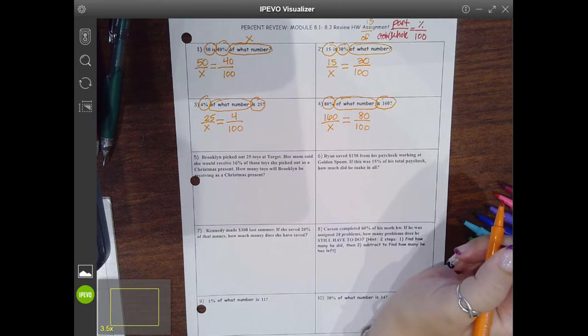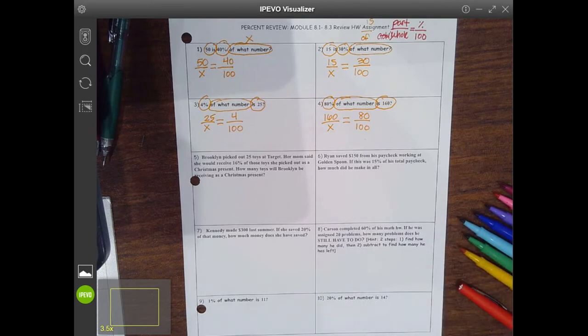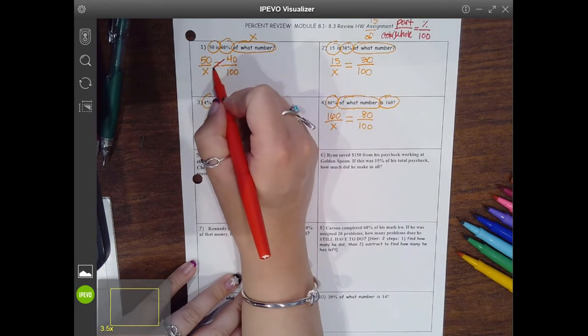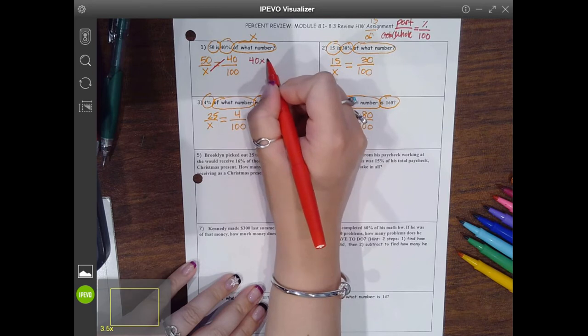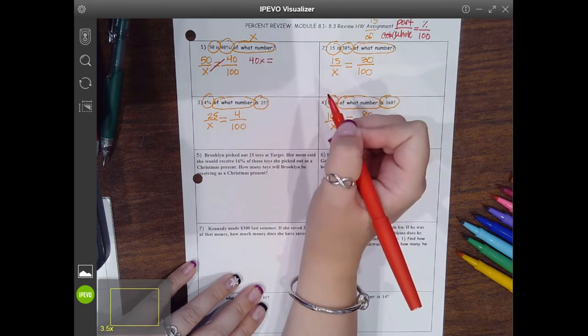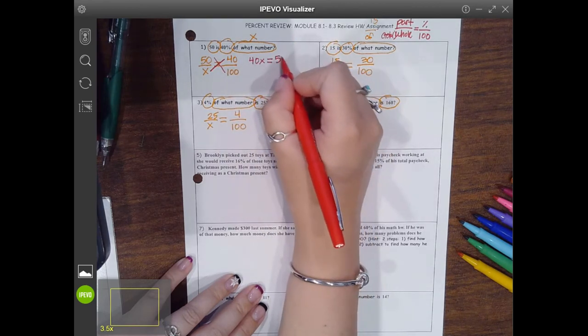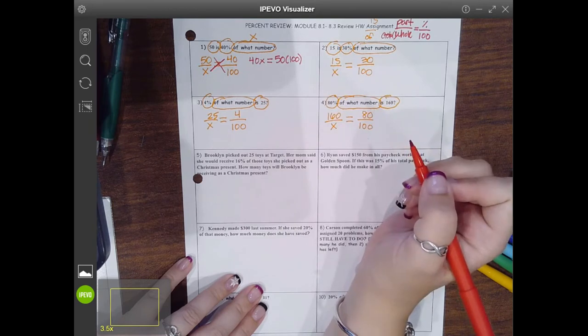So now that I have this set up, I can solve this using cross products. What I mean by cross products is the two numbers that are diagonally across from each other, I'm going to set them equal to each other. So 40 is across from the x. So I'm going to go 40 times x. Set that equal to the other two numbers that are diagonally across from each other, 50 and 100. You guys try to set up 2 through 4.